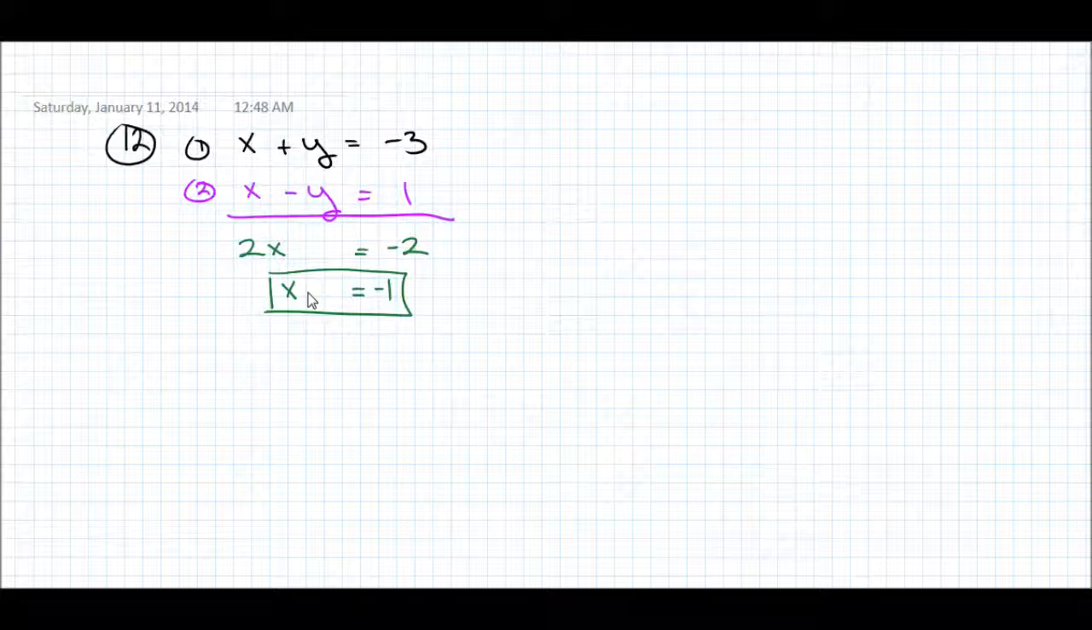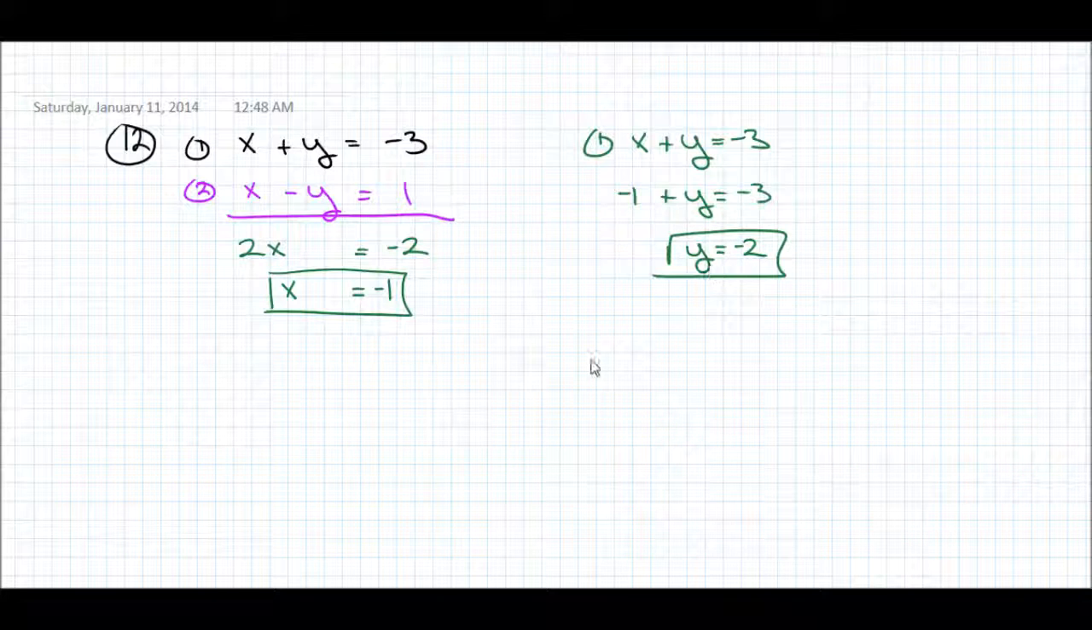Okay, use the first equation again, and we get x plus y equals negative 3. Plug in our negative 1. Negative 1 plus y equals negative 3. Add 1 to each side, and we find out y is equal to negative 2. So our solution set is negative 1, negative 2.